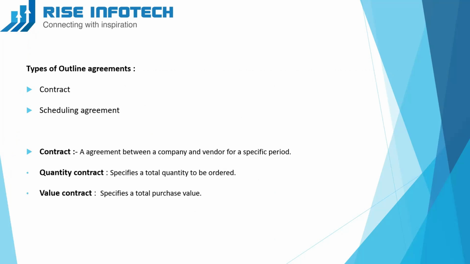Under the first one we have the quantity contract. It specifies the total quantity to be ordered. The agreement mentions that this much minimum quantity we need to purchase, so less than that the vendor is not supplying those goods. Coming to the value contract, for example, minimum value 1 lakh rupees you need to purchase. Below that, like 80,000 or 90,000, the vendor is not accepting the orders from the company. So these are the two types under the contract.